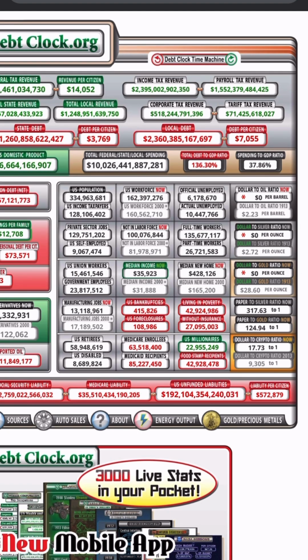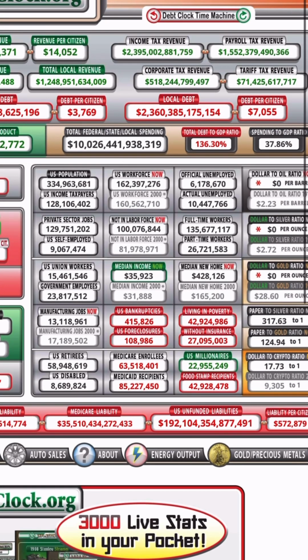And then this is really interesting. We look at here, it tracks the U.S. population. We're about 334 million people living in the United States right now. U.S. income taxpayers are only actually 128 million. These are U.S. citizens who file an IRS tax return but owe no taxes. This is the U.S. workforce, total civilian non-farm labor force employment. That's the actual definition. It's 162 million people.